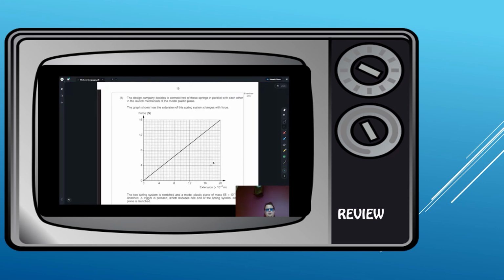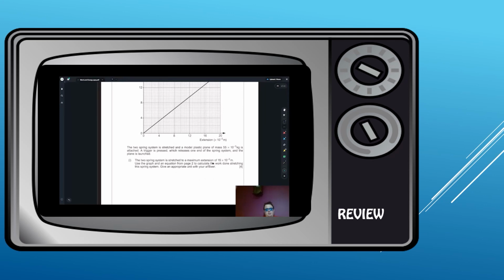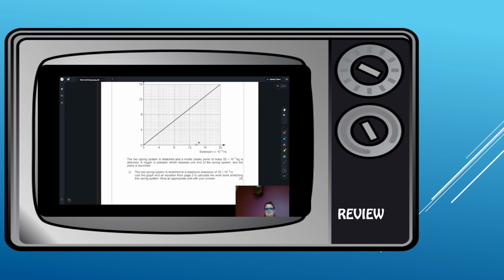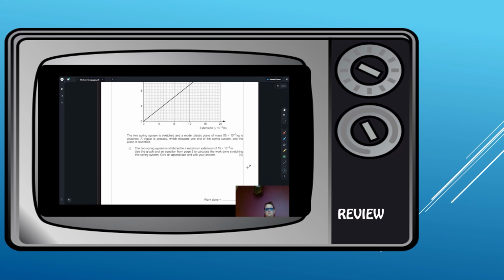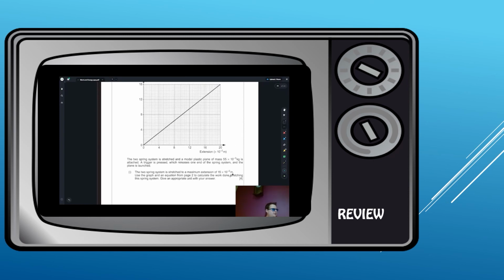Okay, so decide to connect 2 of these springs in parallel. That means you're going to have twice the spring constant. The spring is attached to that model aeroplane. The 2 springs are stretched to a maximum extension of 15. Use the graph and equation page 2 to calculate the work done stretching the spring system.